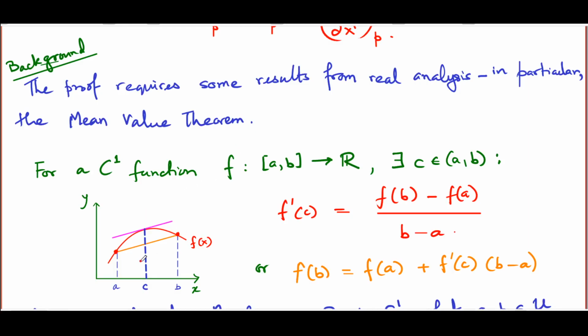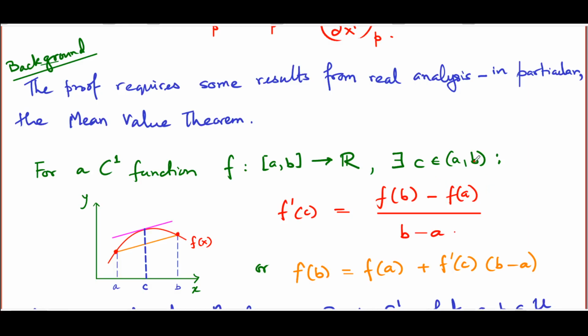A chord of the graph. What the theorem actually tells you is that there is a point C somewhere in between A and B where the derivative of f at the point C, which means the slope of the tangent to the curve at the point C, must be equal to the slope of this chord. So somewhere along this curve there is a point where the tangent is parallel to this chord. That's all that this theorem means geometrically.